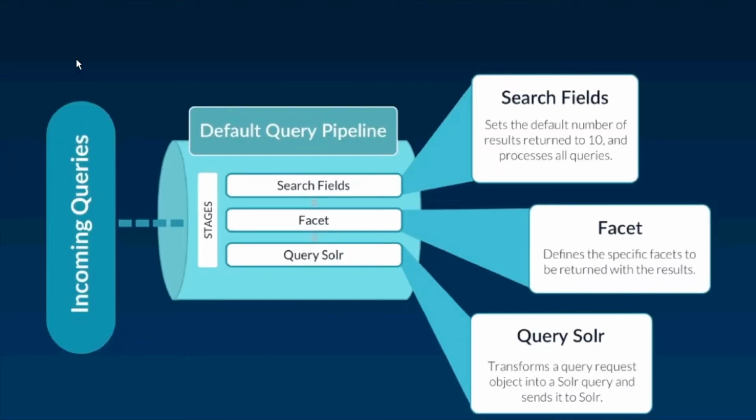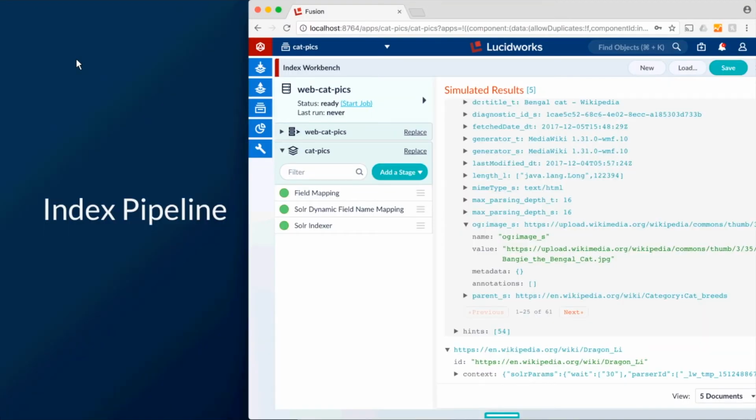Likewise, on the query side, we have a query pipeline that consists of a set of stages, the last of which sends the query to Solr to retrieve the data, and then the data goes back up through the stages, like trimming out things you don't want to see for security. But today we're mostly going to talk about the index pipeline.